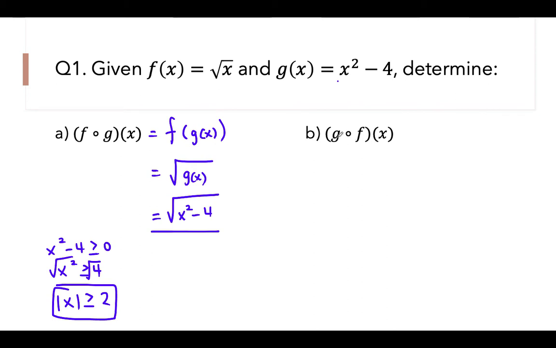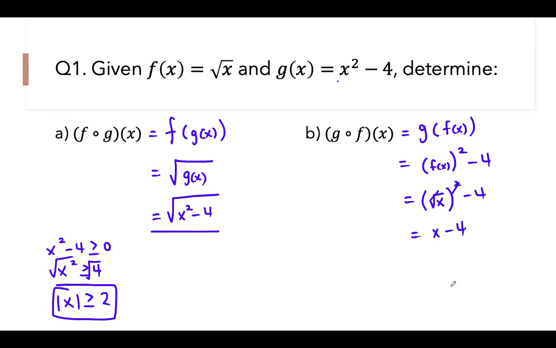Next, we're given g of f of x. So I'm going to rewrite it as g is the outer function, f of x. So let's replace x in g with f of x, squared minus 4. Now we know f of x is going to be square root of x squared minus 4. And then they cancel out, so it's x minus 4.